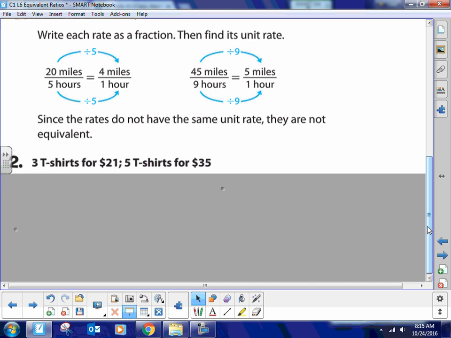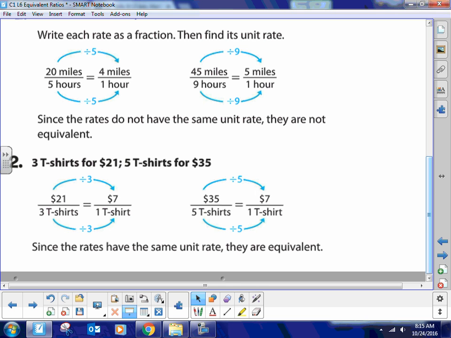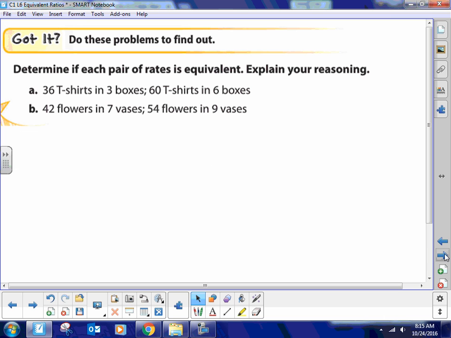Now we have 3 t-shirts for $21 and 5 t-shirts for $35. You get them down to their unit rates, and it is $7 for 1 t-shirt, and the same thing with $7 for 1 t-shirt. They are equivalent since they have the same unit rate. Not hard. All right, am I able to move this? I don't think I can, but that's okay.